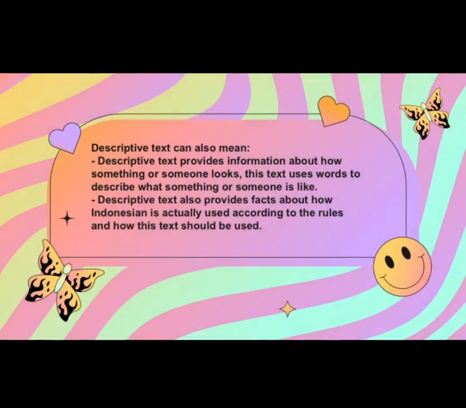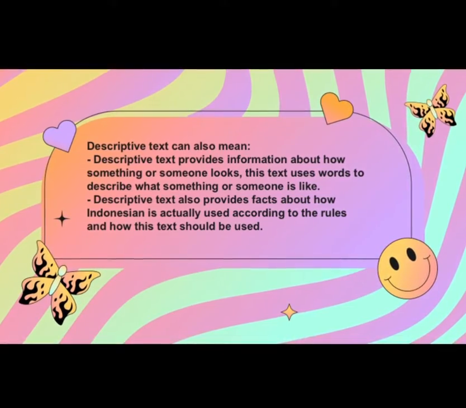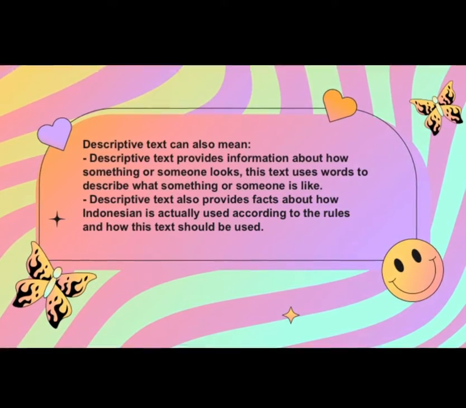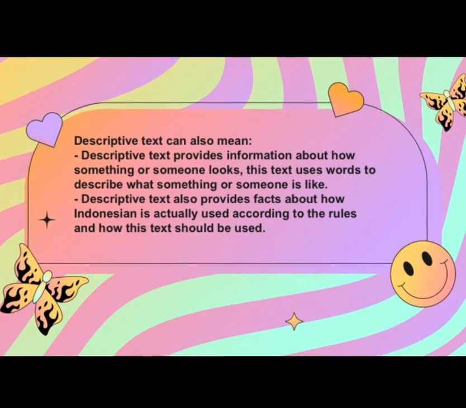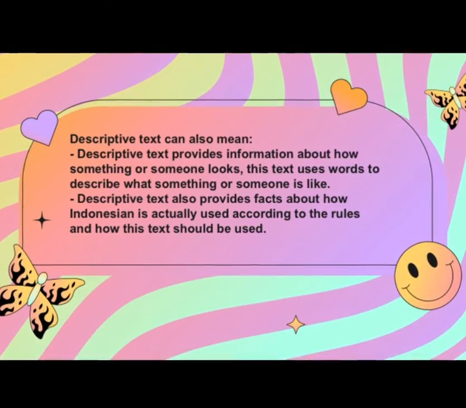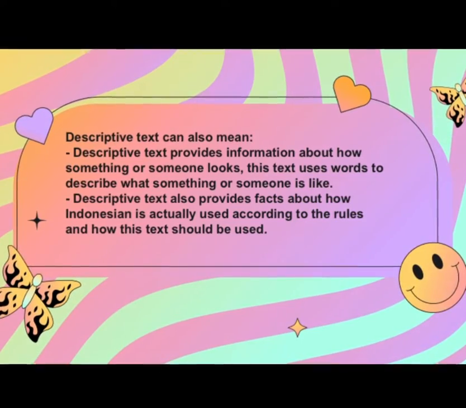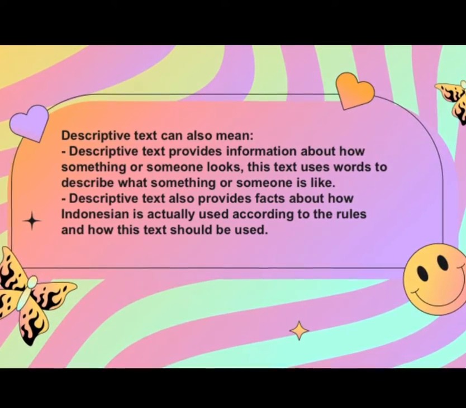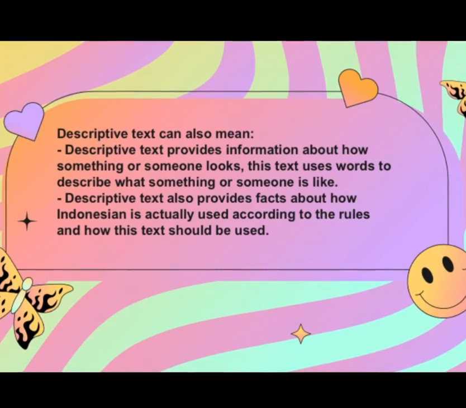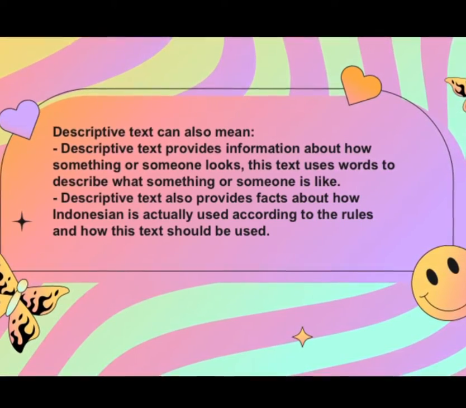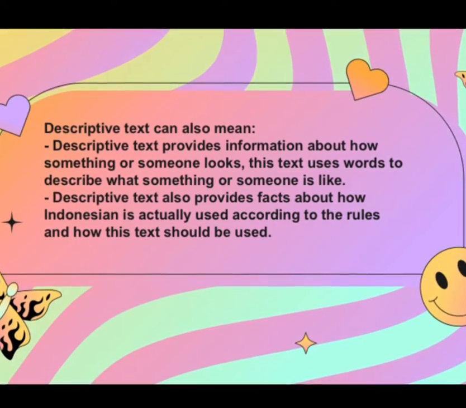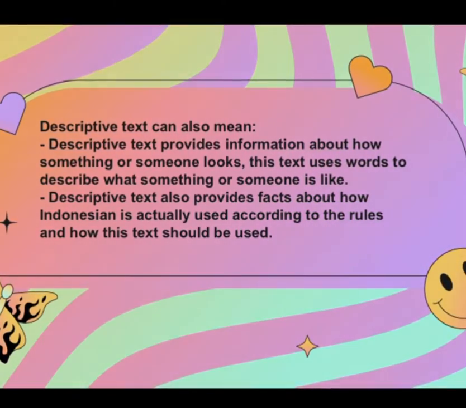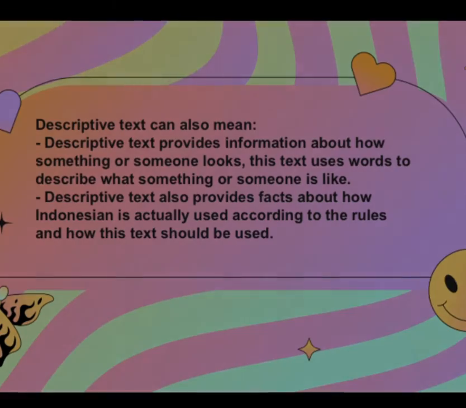Descriptive text can also mean, first, descriptive text provides information about how something or someone looks. This text uses words to describe what something or someone is like. And the second, descriptive text also provides facts about how language is actually used according to the rules and how this text should be used.